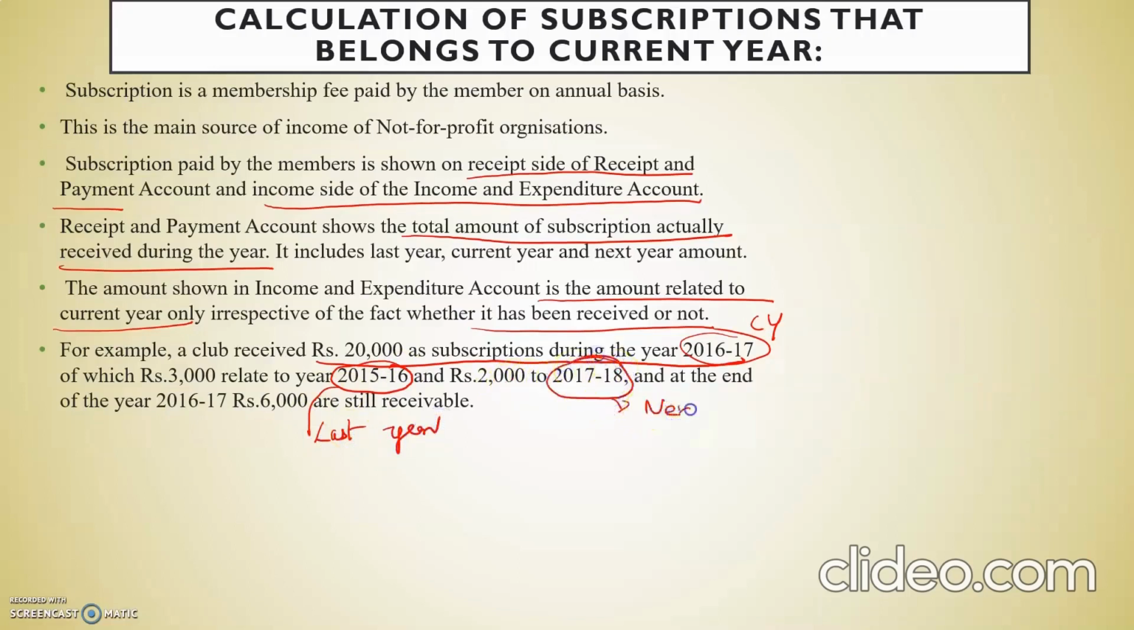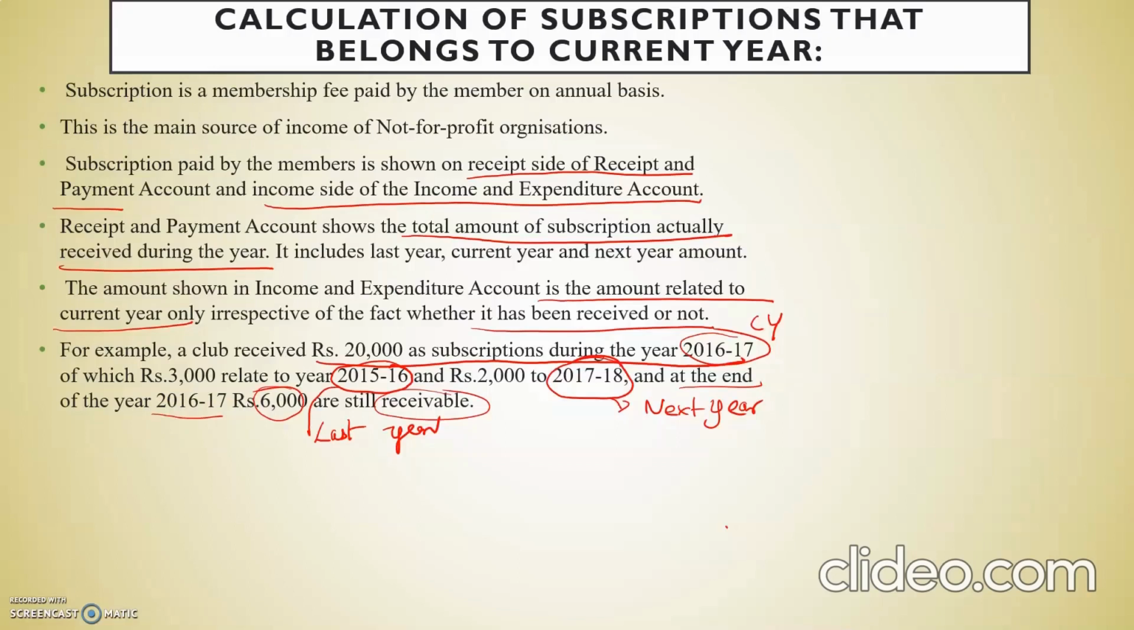17-18 is next year. So we can see this example includes the information of current year, last year and next year. Also at the end of the year, 6,000 are still receivable. So current year end 6,000 not received, receivable. Now what amount we are going to enter in the receipt and payment account and what amount we are going to enter in the income and expenditure account.